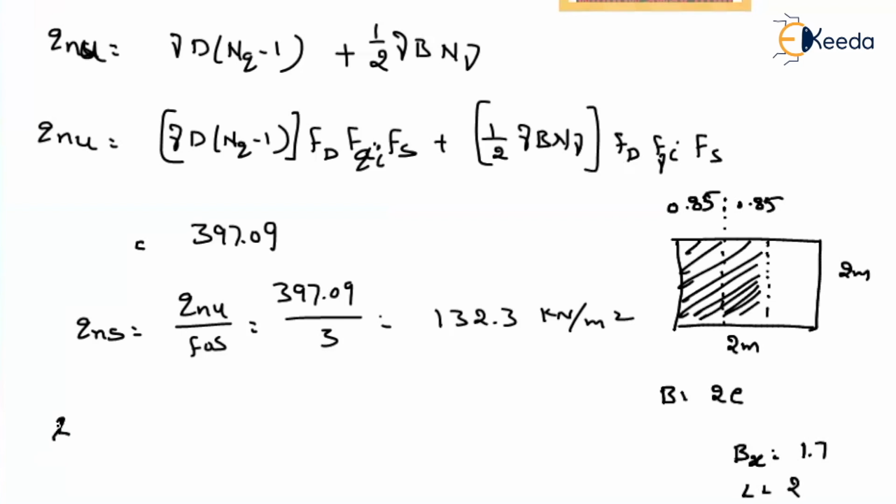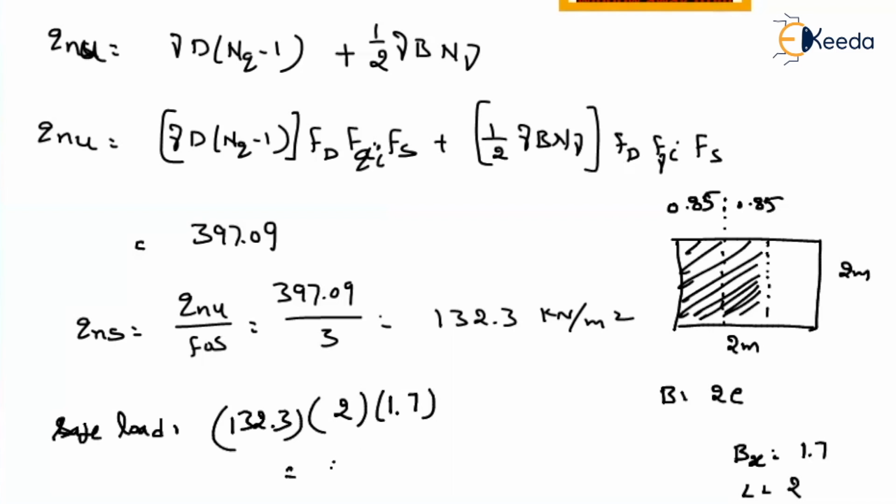So what about the safe load? Safe load is nothing but the safe pressure, 132.3, multiplied by the area. We should not consider the entire area. Why? Because as there is eccentricity, consider only the reduced area. Your new length is updated with 1.7. So if you solve this, you will get a value of around 450 kilonewton.